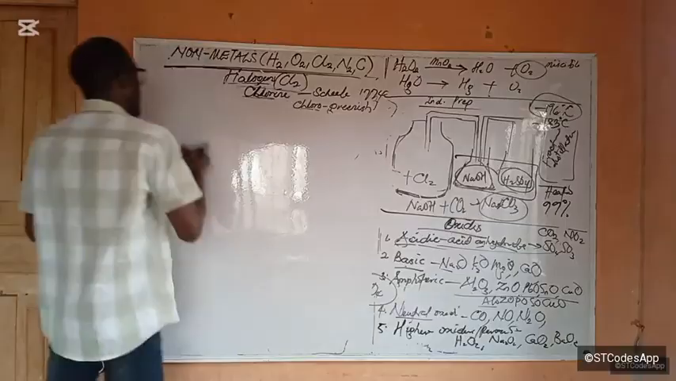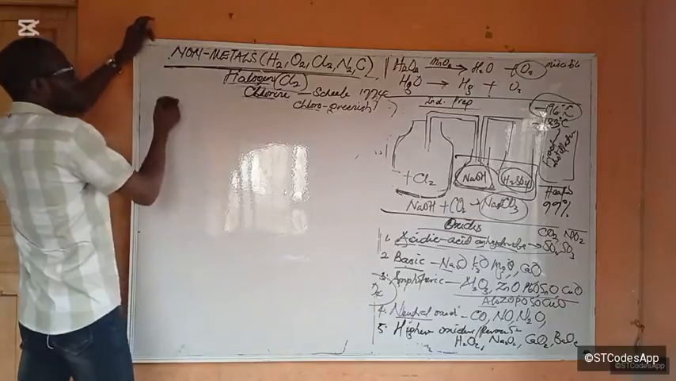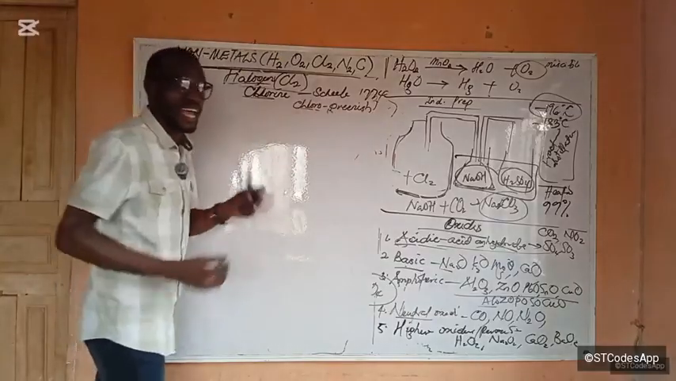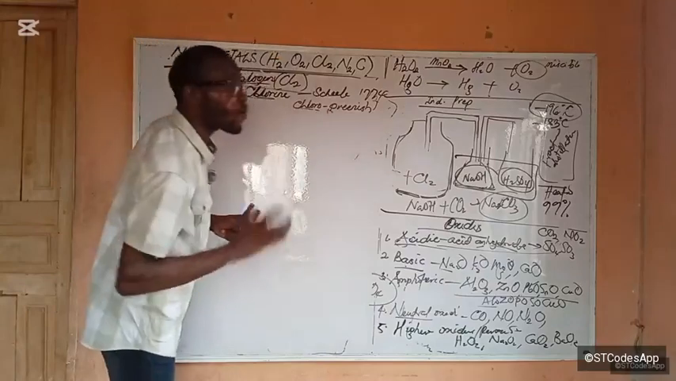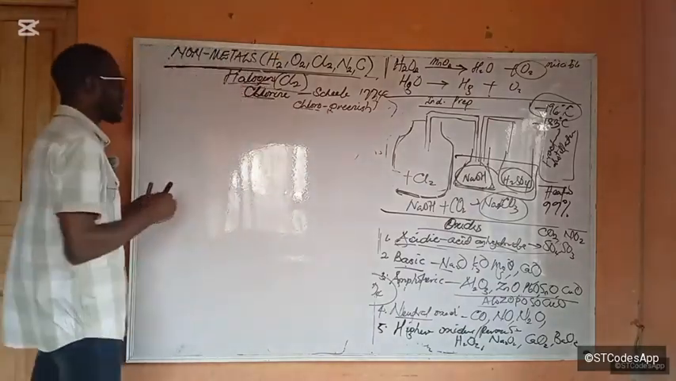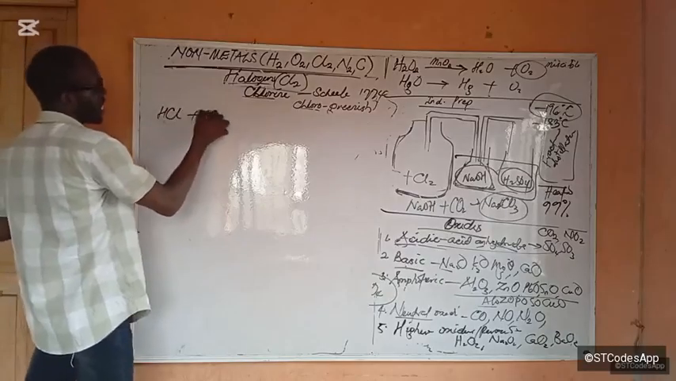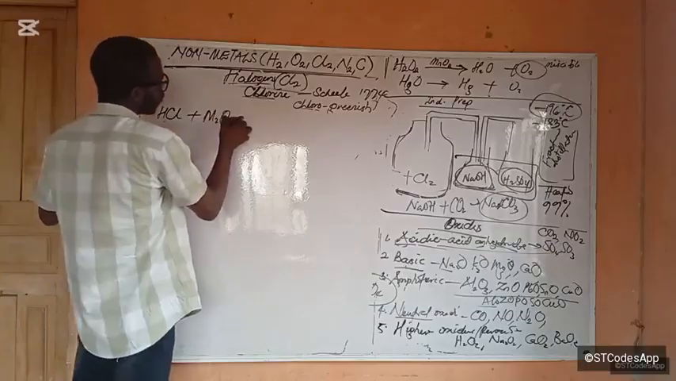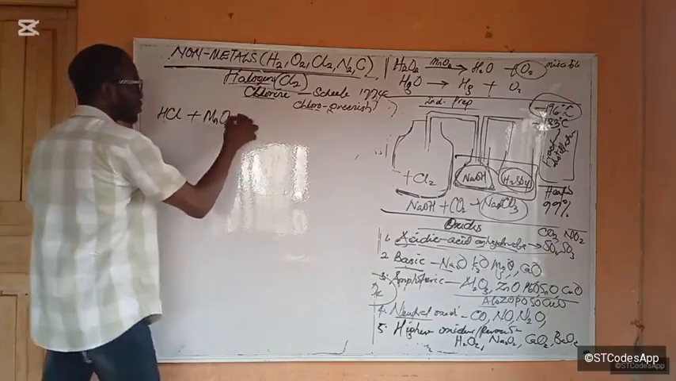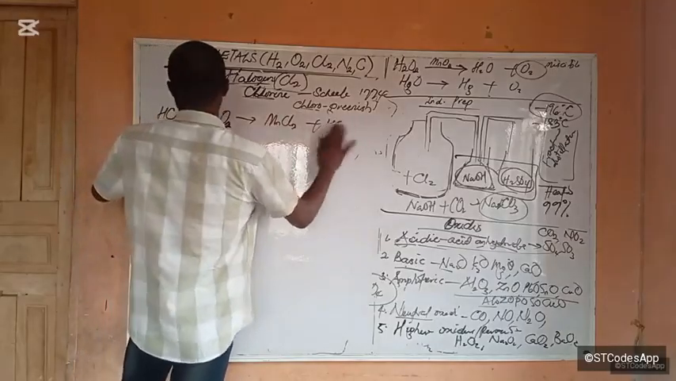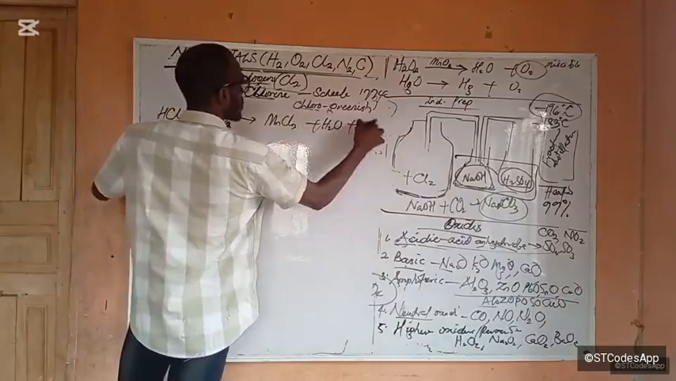How is it prepared in the laboratory? No, let's talk about the physical property first. Greenish yellow in color, it's 1.7 times denser than air. So because of that, it will be collected by what? Downward delivery. Now it is prepared by the action of HCl on MnO2. Okay, this will give us MnCl2 plus H2O plus Cl2.